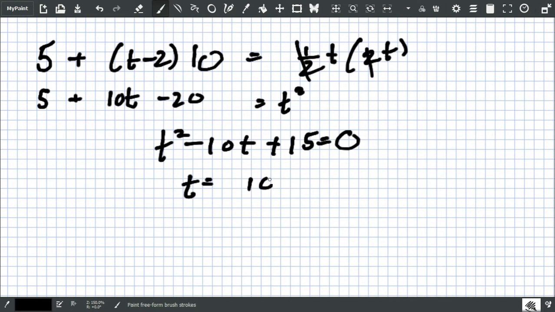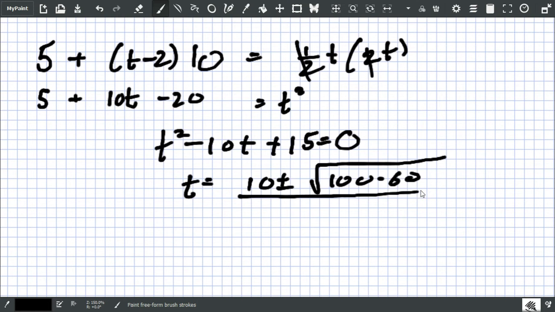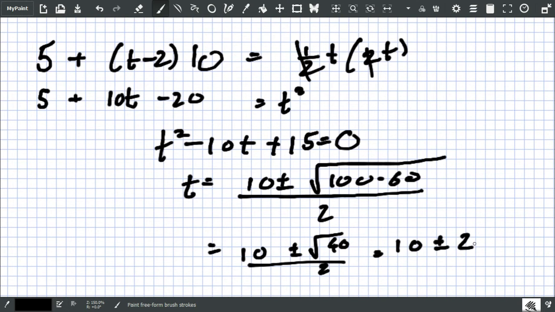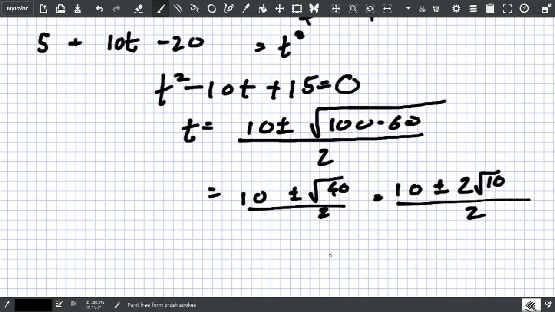T equals minus b plus or minus the square root of b squared minus 4ac all over 2a, which is just 2 here. So that will be 10 plus or minus root 40 over 2. Let's see, 40 is 4 times 10. So that'd be 10 plus or minus 2 root 10 over 2, which will be 5 plus or minus root 10.